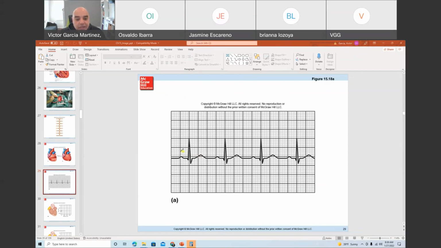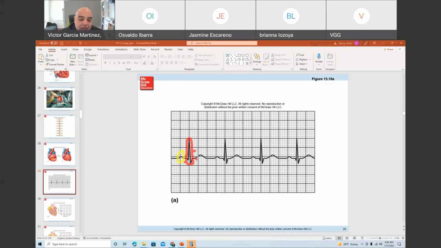Then you have here, this is the P wave. And the P wave is for atrial depolarization. After the atrial depolarization, we have the space for the systole of the atrium. Then the second complex is the QRS complex, as you can see here. And this one is the depolarization of the ventricles. After that, you have the space, which is called ST, for the contraction or systole of the ventricles.